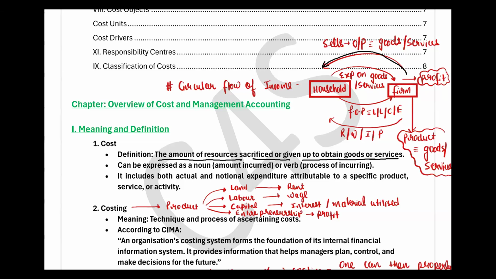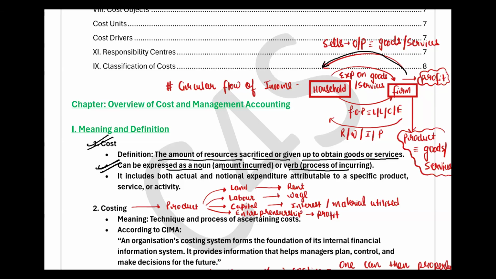So whatever expenditure you do on goods and services, that is the meaning of cost, that you are paying a cost. Is it clear? That's why it can be expressed as a noun, amount incurred, or a verb, process of incurring. Why verb? Everything that is an action is a verb, and a noun is all naming words. So it is something related to your costing module.